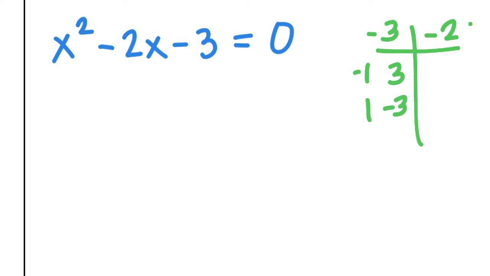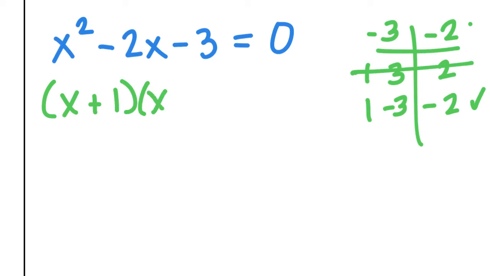So let's take a look. -1 plus 3 is +2. So close, but that's not it. 1 minus 3 gives me -2. So that's the one that I want to use. So my factors are going to be x plus 1, x minus 3, and then still equal to 0.